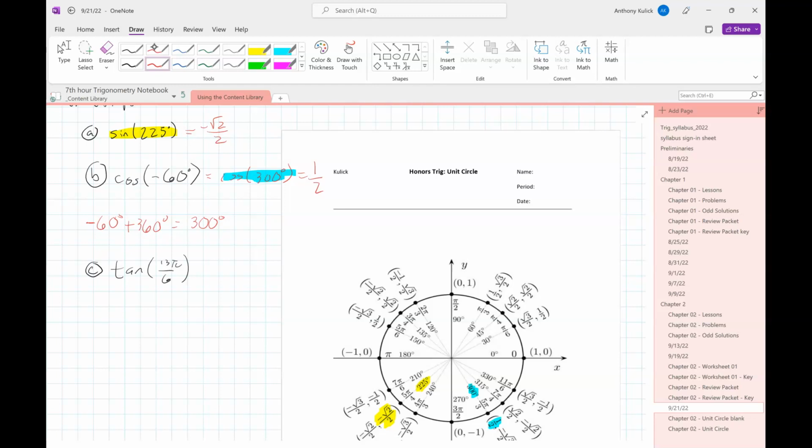Say we want to do tangent of 13 pi over 6. Oh, Mr. Kulik, a radian one? Why? Well, you could just convert the radians into degrees. How do you do that? Multiply by 180 over pi. Come on, people. When I do that, what do we get?